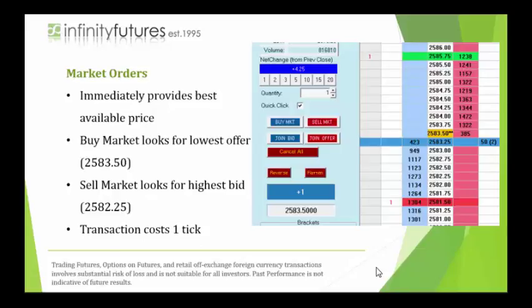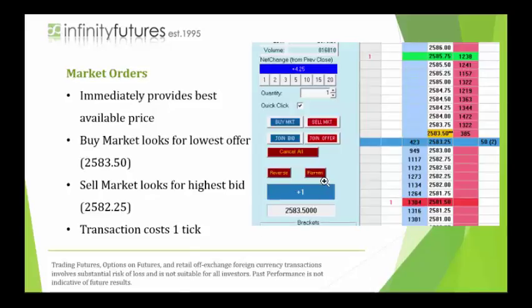Let's take a look at a market order first, and it's very simple. The definition is when you place a market order to buy or sell, it's going to look for the best available price. It's going to match you up with the best available buyer or seller to engage in a transaction that it could offer at the time.